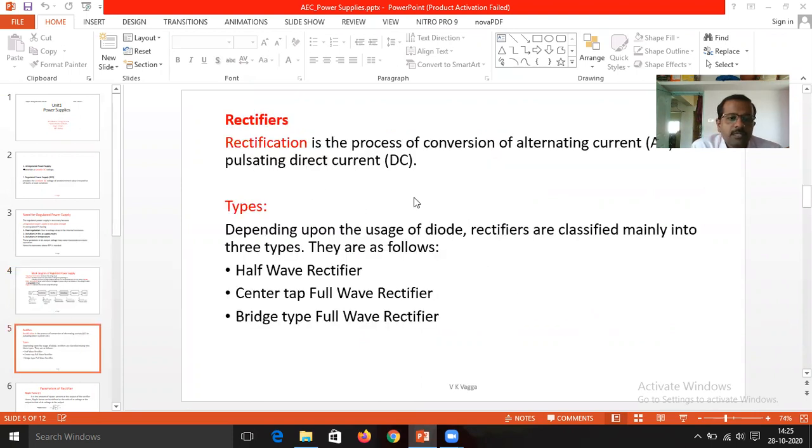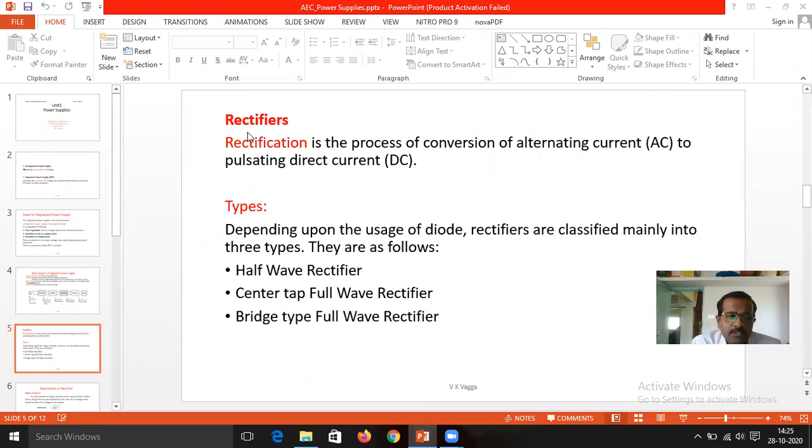Okay, and in this video, I am going to explain about the rectifiers. The rectifier was already explained while explaining the block diagram of the regulated power supply. The rectifier is the process of converting the AC into the pulsating DC. So the rectification is the process of converting an alternating current into the pulsating DC. That itself is called rectification.